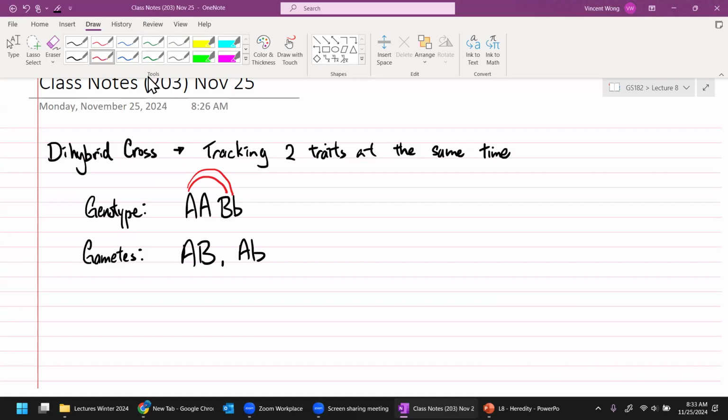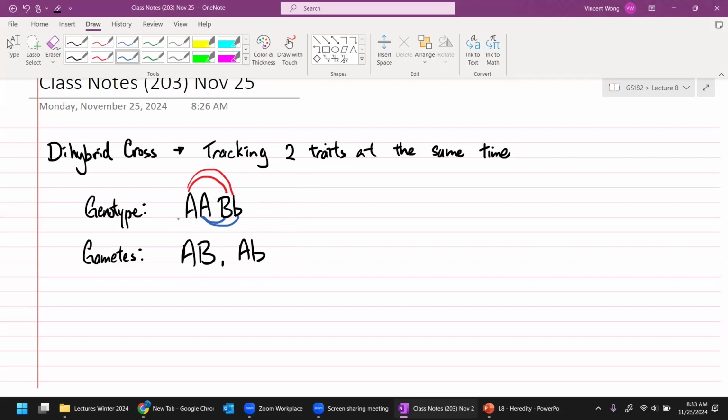What about the other A? Well, big A will go with big B. We already have that. We don't have to write it down again. Big A goes with small b. And we already have that, so we don't have to worry about it. Okay, so those are all the possible combinations.